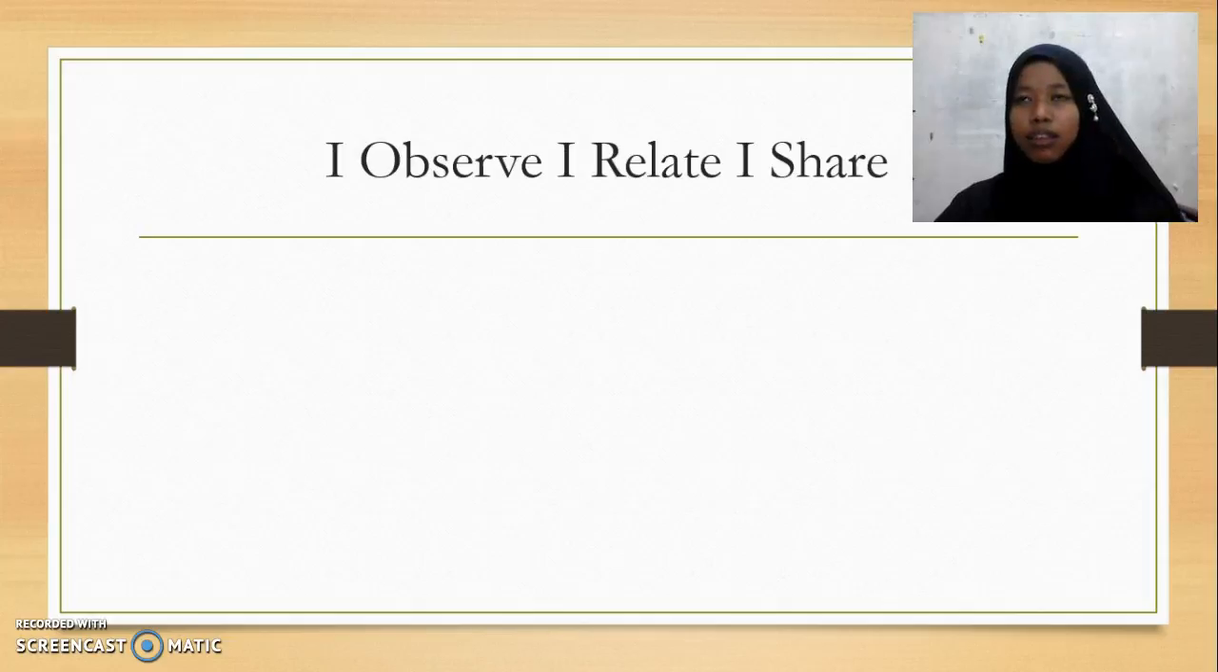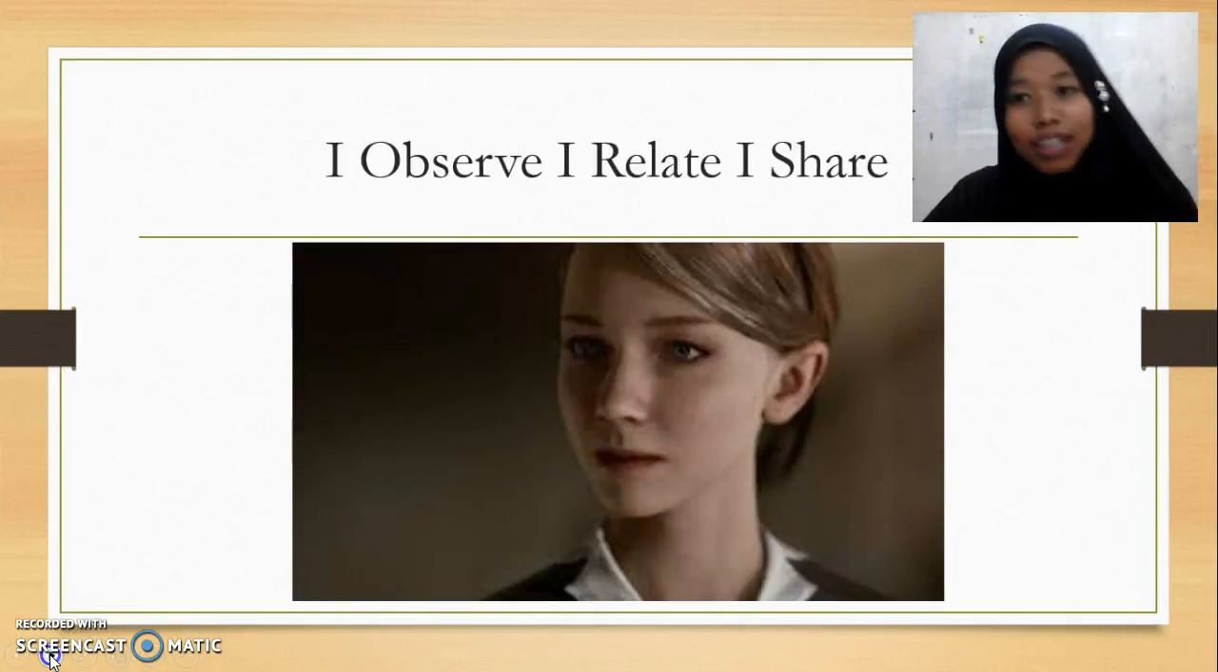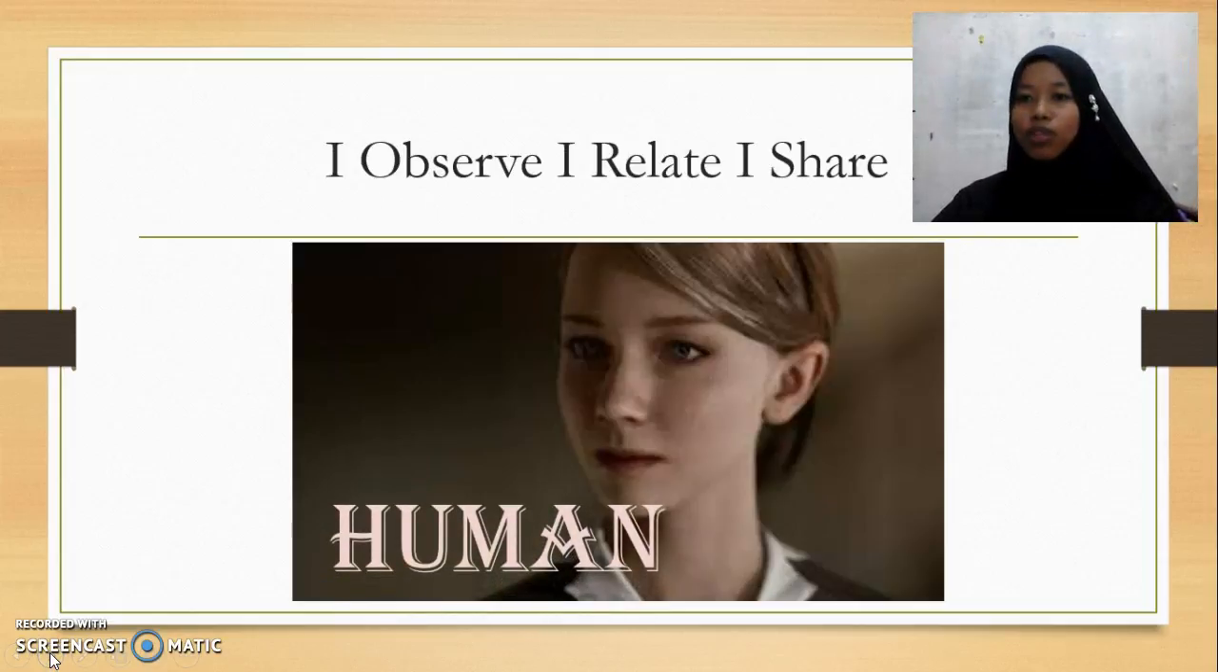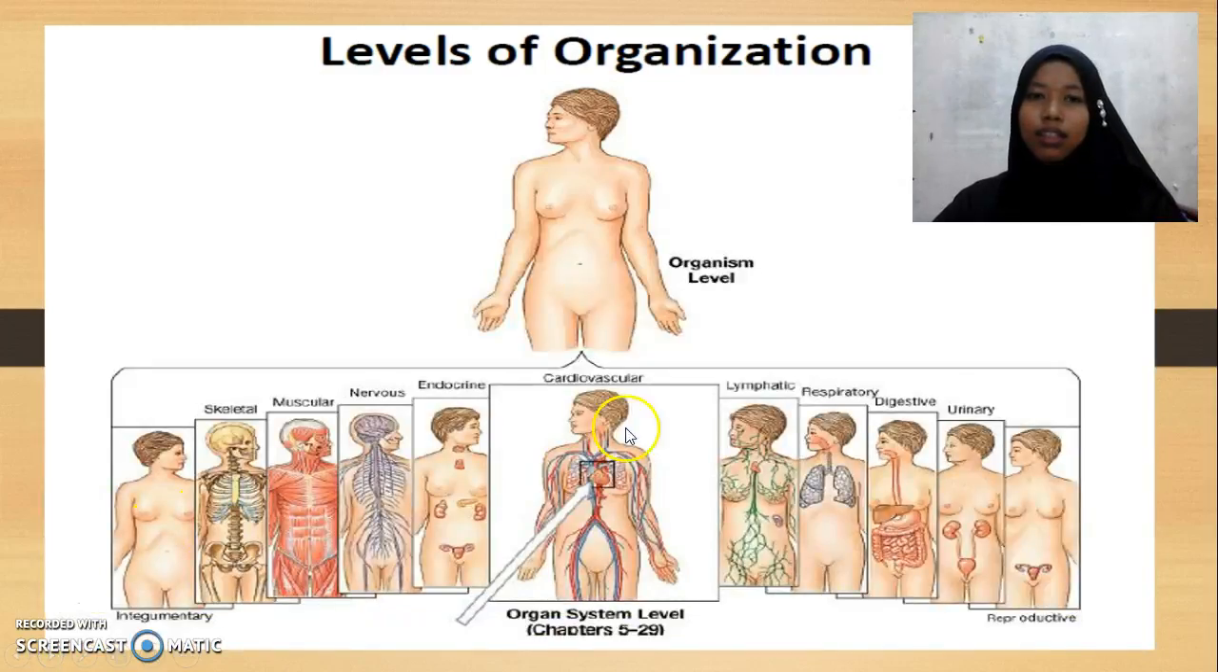But the interesting thing that captured my eyes is human. Human is Homo sapiens, and the most abundant organism that can be found in the world. Humans have a lot of system levels of organisation: the integumentary, skeletal, muscular, nervous, endocrine, cardiovascular, lymphatic, respiratory, digestive, urinary, and reproductive systems, also known as the urogenital system. But in this video, I will not explain all the systems inside humans. I will only focus on one system, which is the integumentary system.